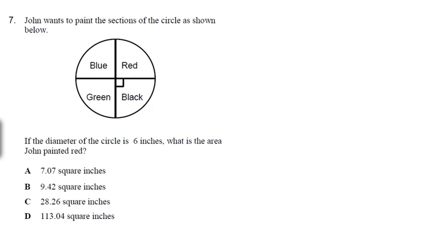Alright, this one. John's painting sections of a circle. Diameter is 6. What is the area that he painted red? So this one's interesting. We want to find the area of the circle, but we really only care about this red part. So I don't have a formula to find the area of a quarter circle, so let's just find the area of the whole circle. So I know this diameter is 6, which means that our radius, which is half of that, would have to be what?